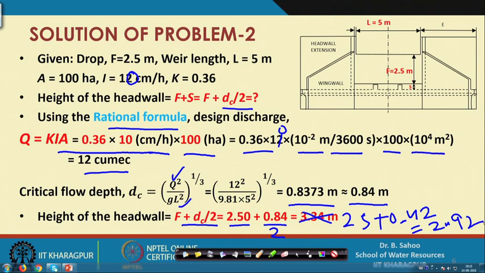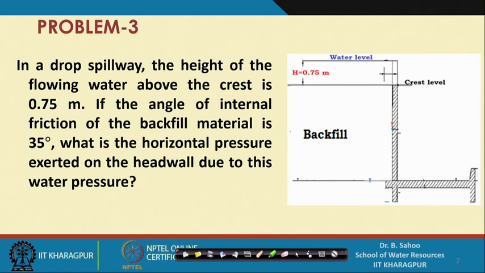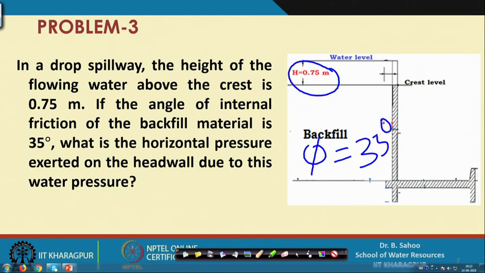Then we will get another type of problem, problem number 3. In a drop spillway, the height of the flowing water above the crest is 0.75 meter. If the angle of internal friction of the backfill material is 35 degree, what is the horizontal pressure exerted on the head wall due to this water pressure? So, what is given here? The height of the flowing water, the value of h is given as 0.75 meter, okay? And the angle of internal friction of the backfill material is 35 degree. So, phi is given as 35 degree, okay? Then what is the horizontal pressure exerted on the head wall due to this water pressure?